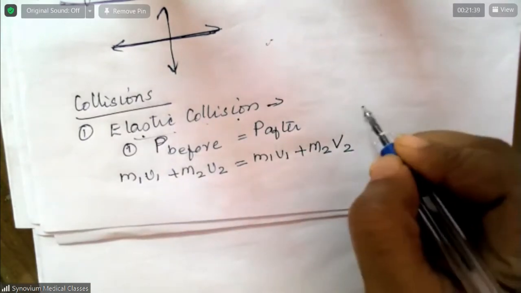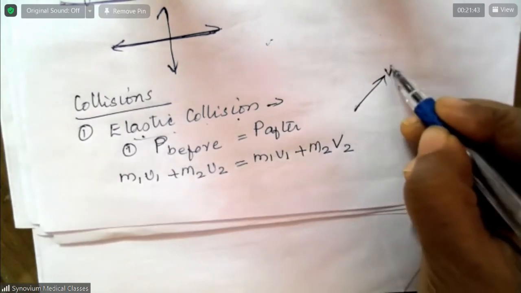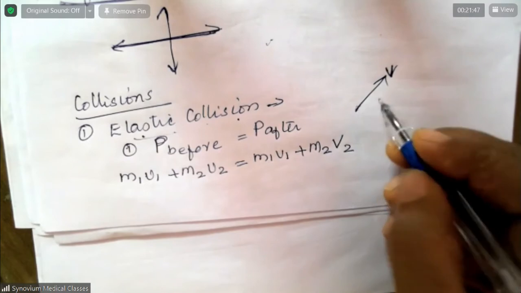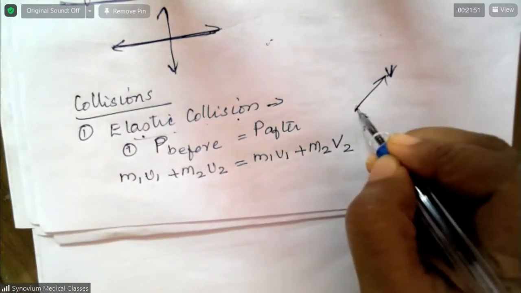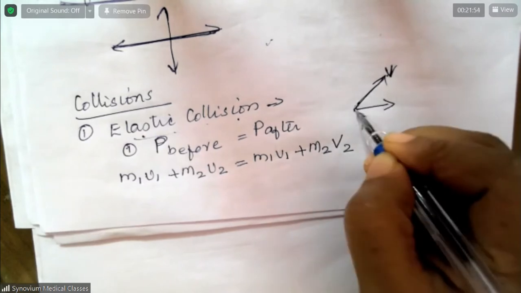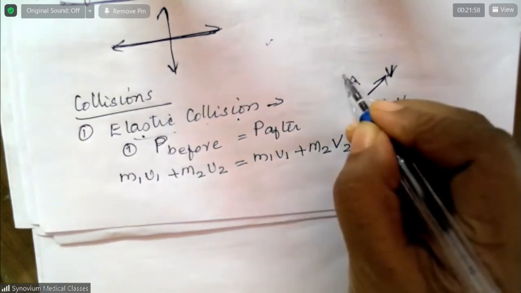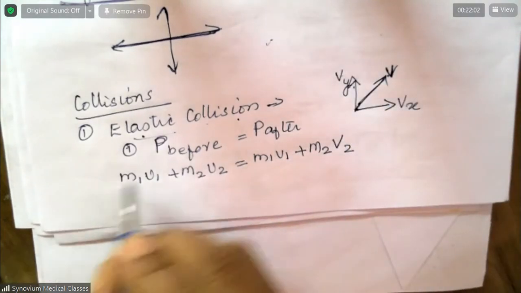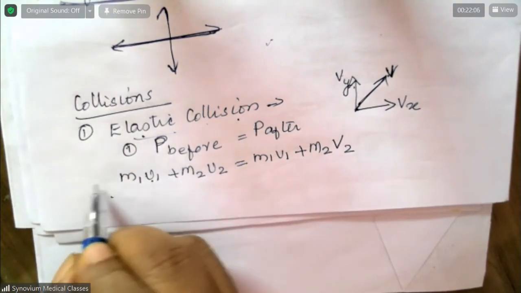Assume that an object is moving in this way. If this is velocity, can I say M1V? No, because this has two components, this way and this way. This is Vx, this is Vy. So what should I write? M1 in one direction. This is for the general one.